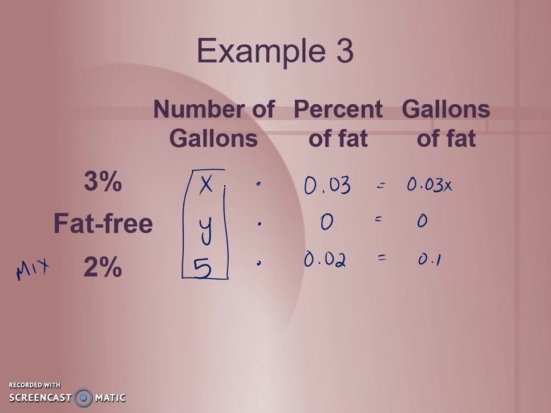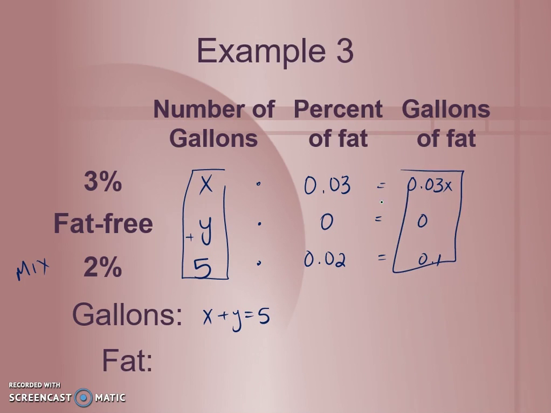Again, for our mixtures, we are adding these columns down to get our equations. So for our gallons, we'll have x plus y equals 5. And for our gallons of fat, we will have the 0.03x. We don't even have to put plus 0. We can, we don't have to. And then that'll just equal our 0.1.